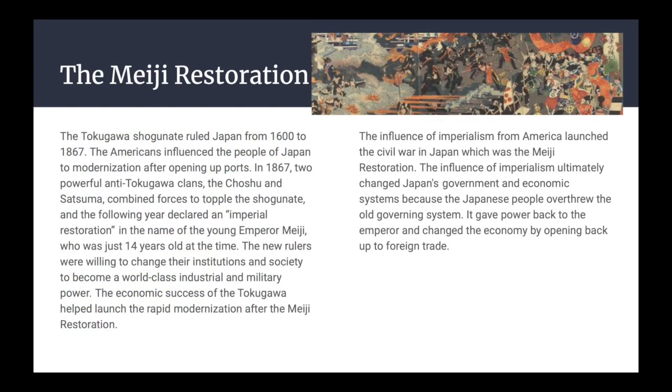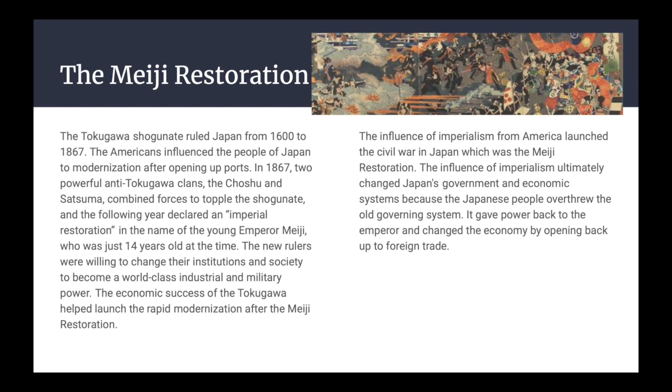After the ports opened, the Japanese people became influenced by all the technology and ideas that were brought over. There were 2 anti-Tokugawa clans, the Chonsu and the Satsuma, that combined to topple the Tokugawa shogunate. The 2 clans declared an imperial restoration in name of the young Emperor Meiji, which they called the Meiji Restoration.